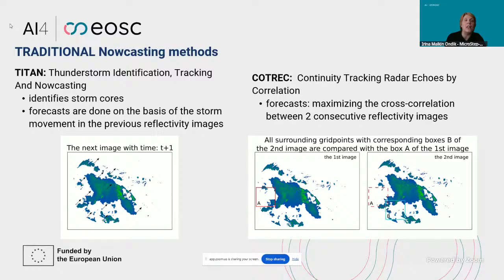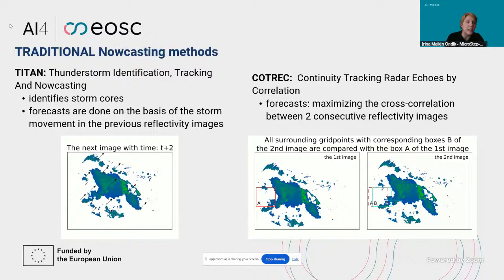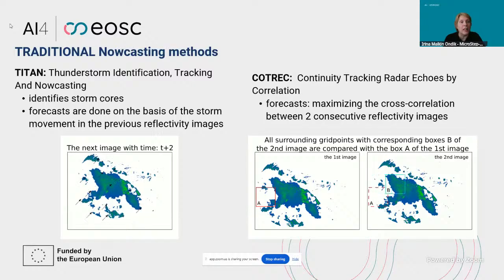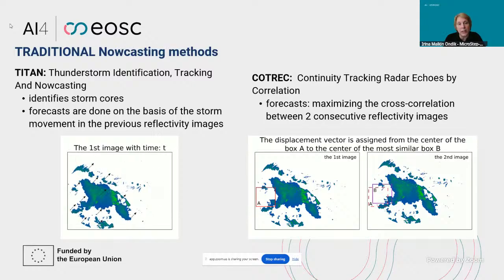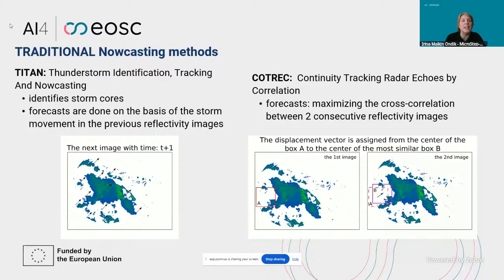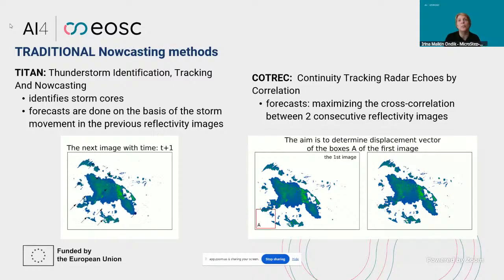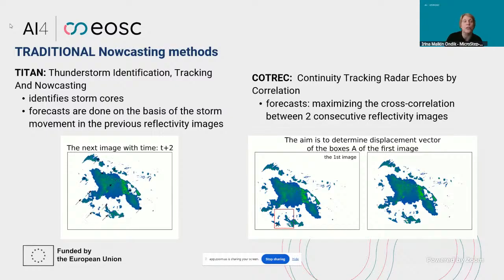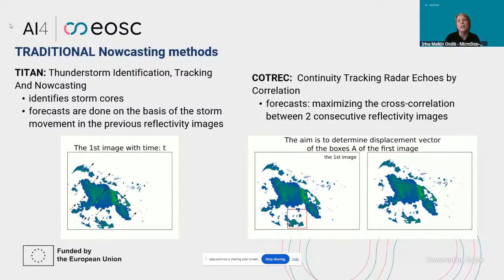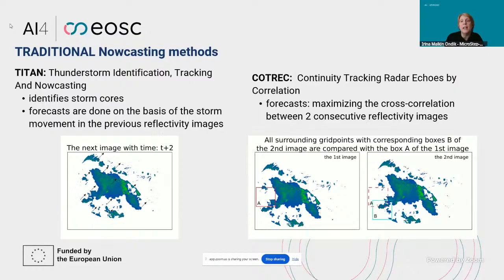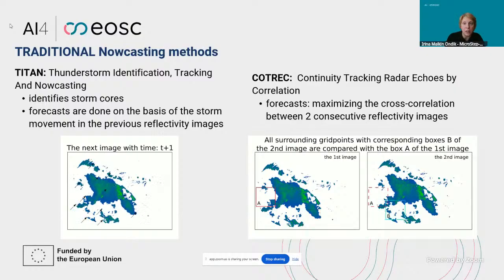Those are special algorithms. One is called TITAN, Thunderstorm Identification, Tracking, and Nowcasting. It takes radar images, identifies storm cores, and based on previous radar images, tries to predict the velocity and the direction of the storm and moves it. Another common method is called COTREC, Continuity of Tracking Radar Echoes by Correlation.